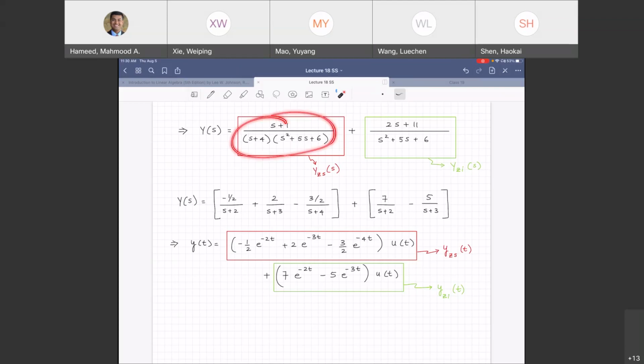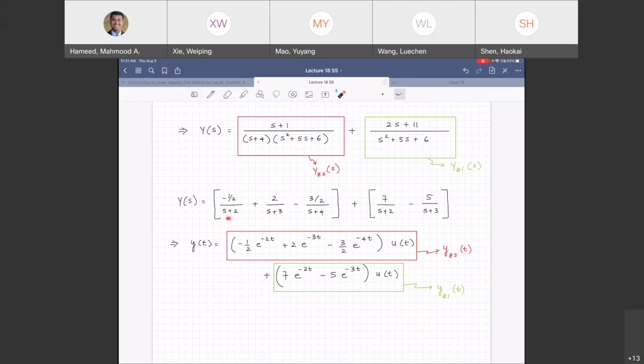Now you have got Y of s as 2 fractions. Each of these fractions you can do the partial fraction expansion and then do the inverse Laplace transform. So for this one, you have got those partial fractions. Again, proper one. Numerator order is 1, denominator order is 3. So you should just be able to use k1 divided by s plus 4 and k2 divided by s plus 3 and k3 divided by s plus 4, right? So you get these 3 terms there. For this, you get 2 terms. Again, k1 and k2 will do it.